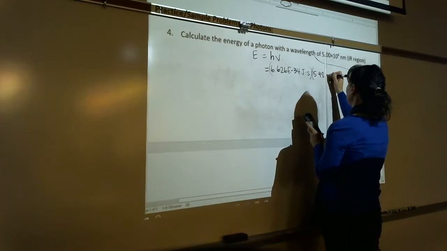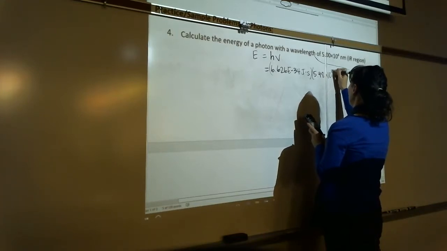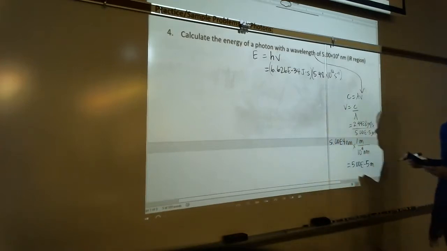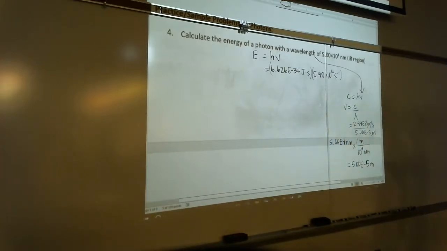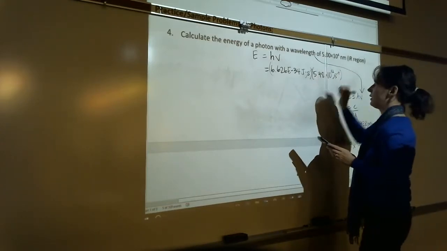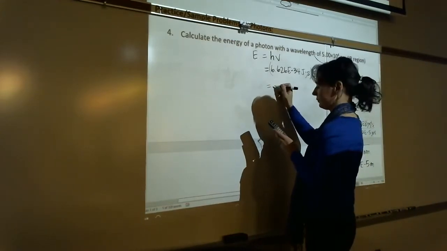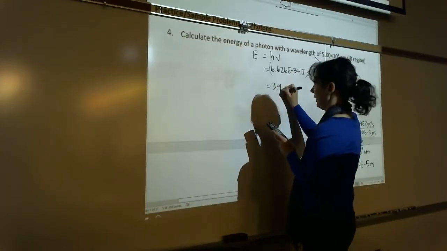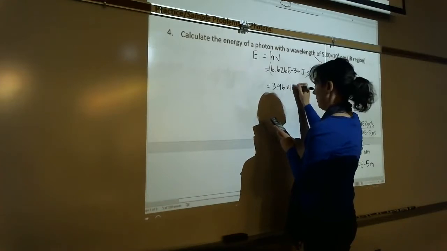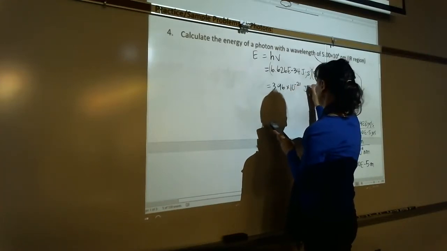5.98 times 10 to the 12th seconds inverse is what I got. Did you? All right, so now we just multiply that by Planck's constant, 6.626 times 10 to the negative 34th joule seconds. Times seconds inverse makes that go away, so that gives me my unit in joules. So, 3.96 times 10 to the negative 21st joules.